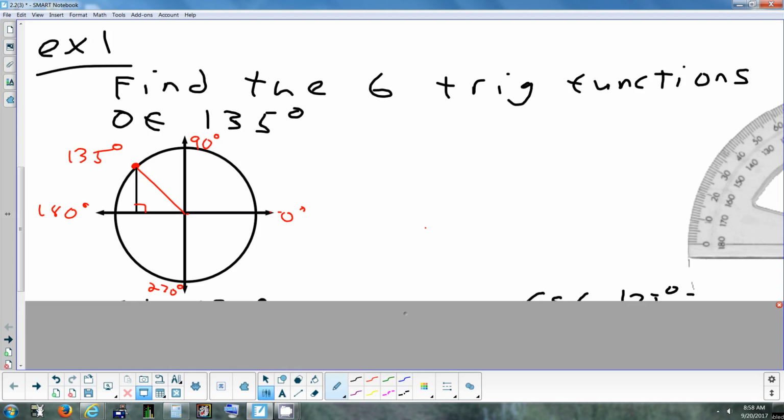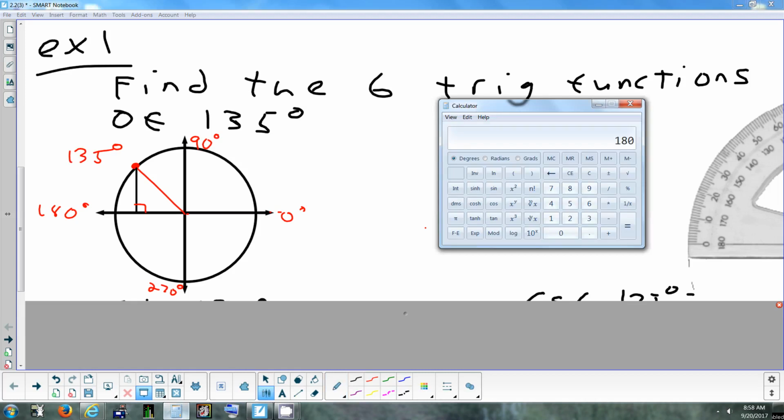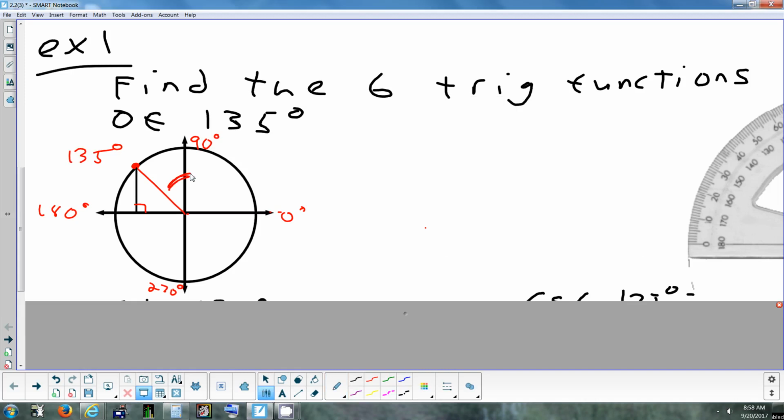The way I know that is because if I look at the difference between 135 and 90, I've gone 45 degrees past 90 to get to 135, which means this section is 45. This whole section makes a 90, so that means this section on the inside also has to be a 45. Any questions on how we know that? Okay, so that's 45. That's a 45. And now from here, we just label our sides.